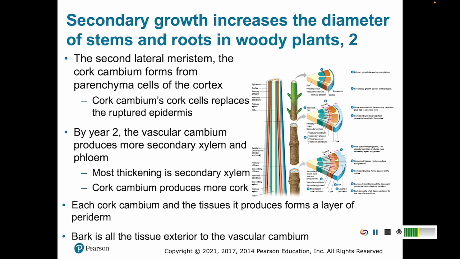The second lateral meristem, the cork cambium, forms from the parenchyma cells of the cortex. The cork cambium's cork cells will replace the ruptured epidermis. By the time the plant is 2 years old, the vascular cambium will produce more secondary xylem than phloem, so most thickening will be in the secondary xylem, and the cork cambium will produce more cork. Each cork cambium and the tissues it produces will form a layer of periderm, and bark is all the tissue exterior to the vascular cambium.